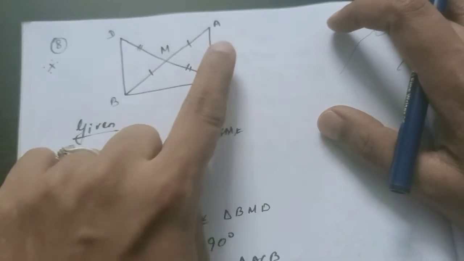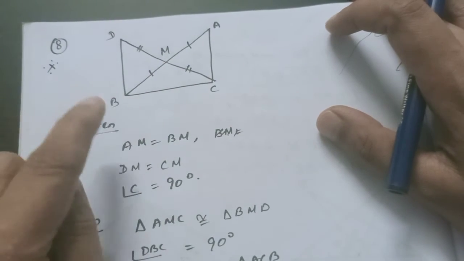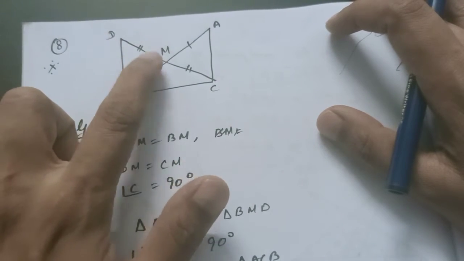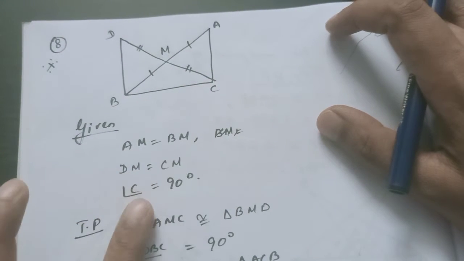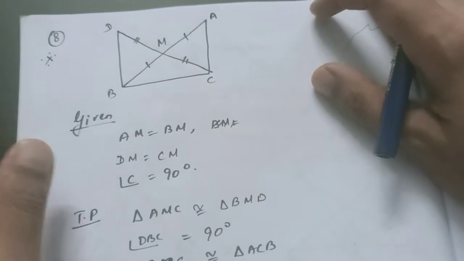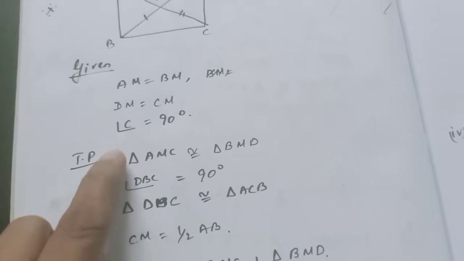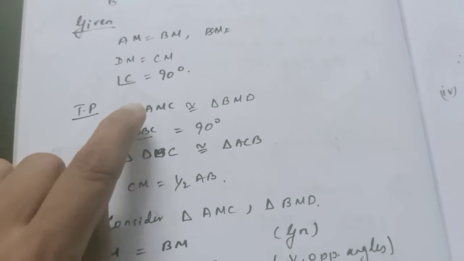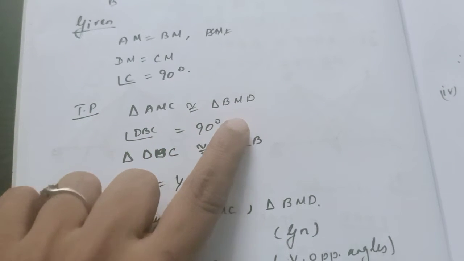You have AM is equal to BM, or M is the midpoint of AB, and it is also given DM is equal to CM. I have written that, and angle C is 90 degree. If you remove all the words given in the question, this is the data given, and we have to prove all these 4 parts. First we will try the first one. Triangle AMC congruent to triangle BMD.